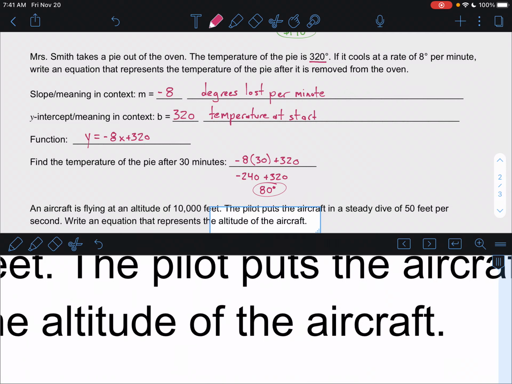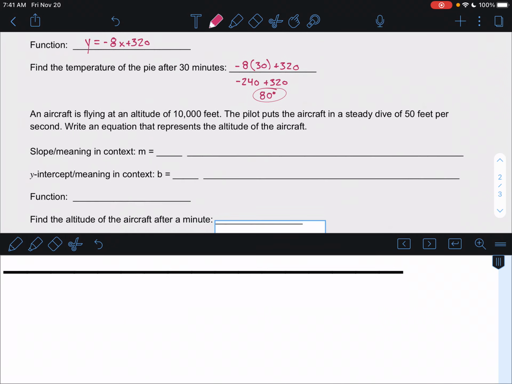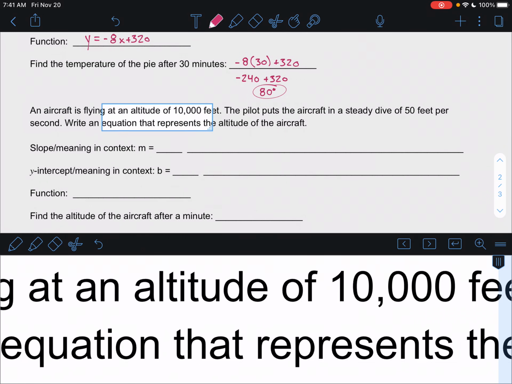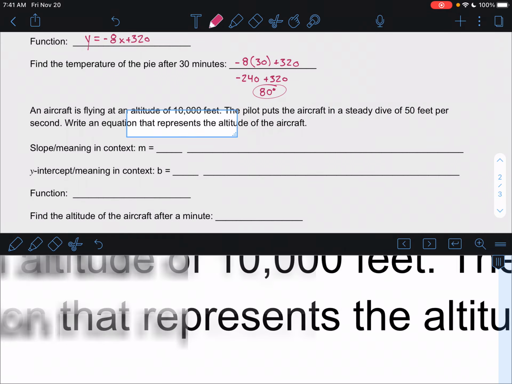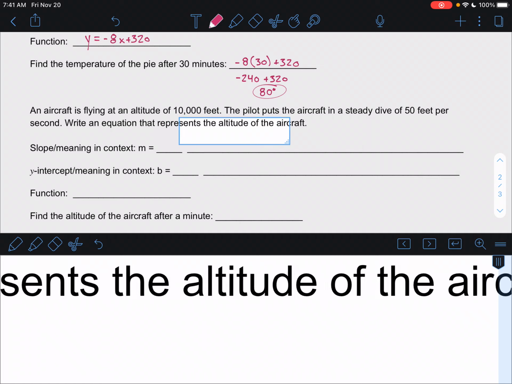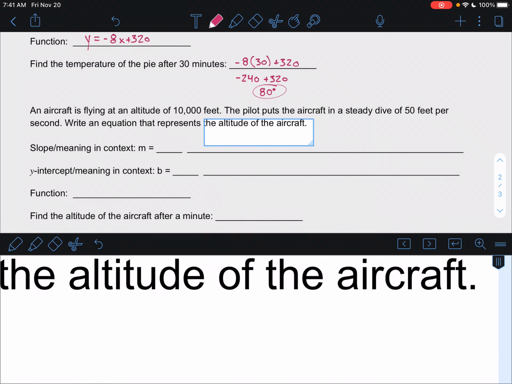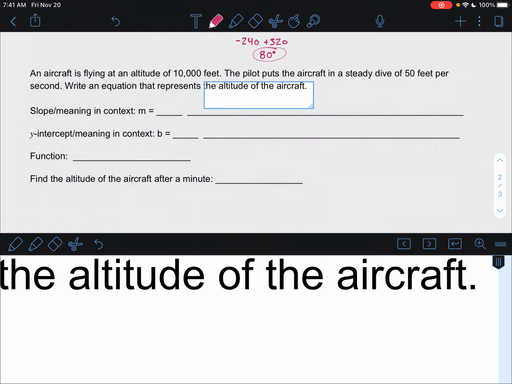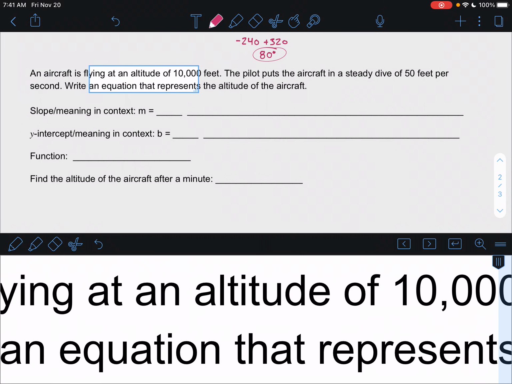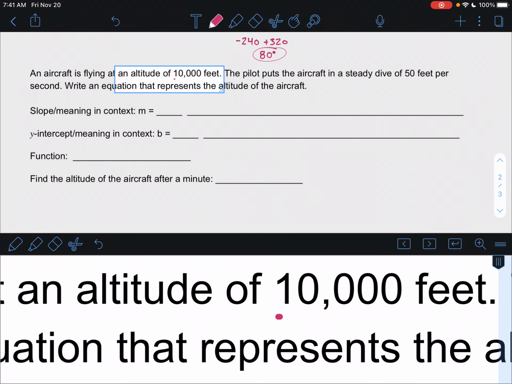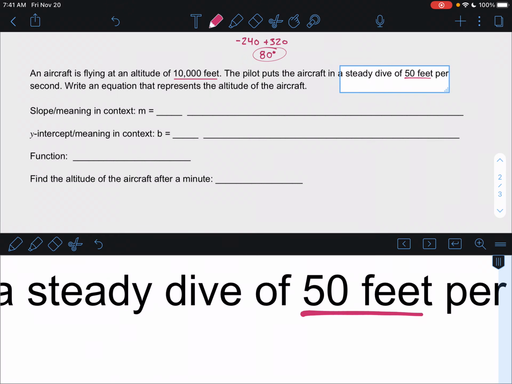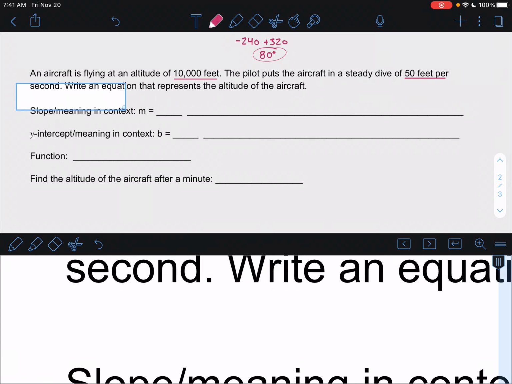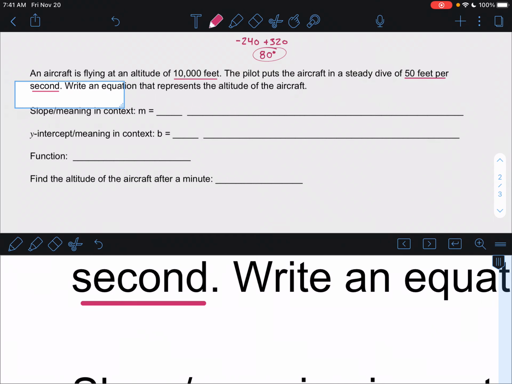All right, and the last problem on yesterday's notes. An aircraft is flying at an altitude of 10,000 feet. The pilot puts the aircraft in a steady dive of 50 feet per second. Write an equation that represents the altitude of the aircraft. So let's see. The aircraft is flying at an altitude of 10,000 feet. And then the pilot puts it in a steady dive of 50 feet per second. So that per second tells me that is going to be my rate of change. That is going to be changing.